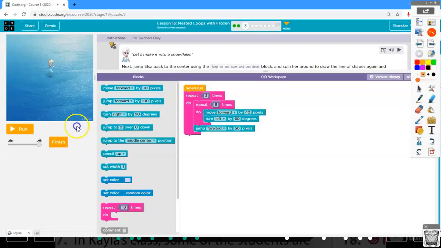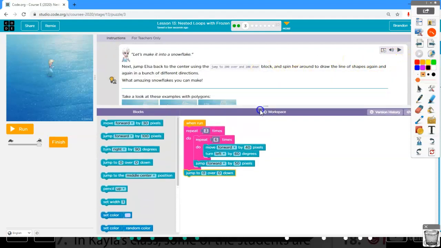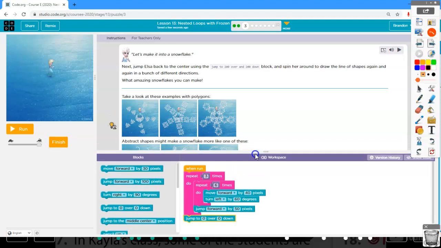So now what does lesson 3 say? It says, next, jump Elsa back to the center using the jump to 200 over and 200 down block. So what does that mean? Well, it says it's going to spin her around to draw the line of shapes again. And let me bring this down for us. And again, a bunch of different directions. So we're repeating that. And then look, it's going to go over and over again.